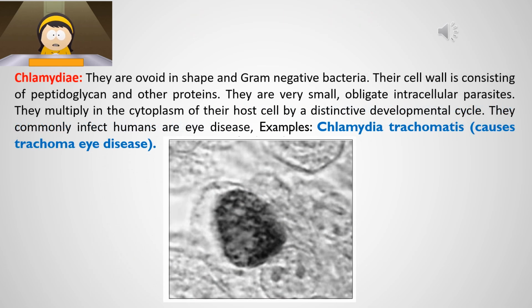Chlamydiae. They are ovoid in shape and gram-negative bacteria. Their cell wall consists of peptidoglycan and other proteins. They are very small, obligate intracellular parasites. They multiply in the cytoplasm of their host cell by a distinctive developmental cycle. They commonly infect humans causing eye disease. Examples: Chlamydia trachomatis, causes trachoma eye disease.